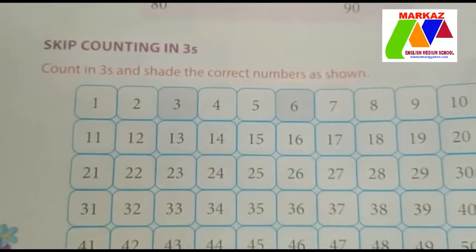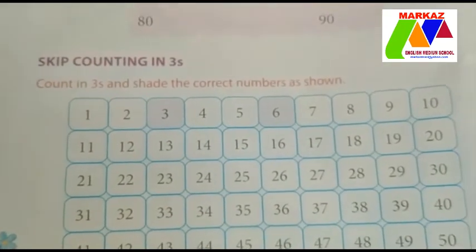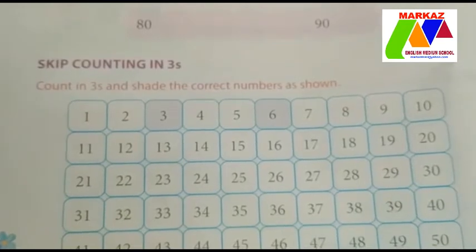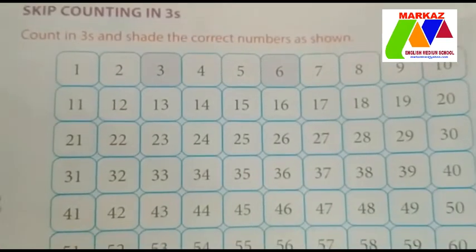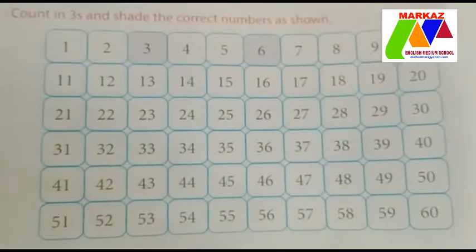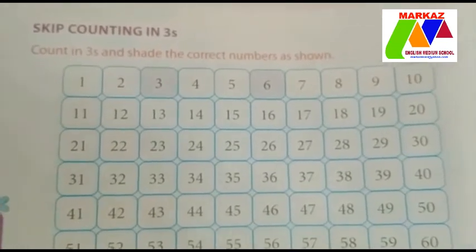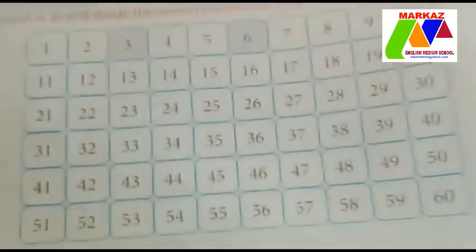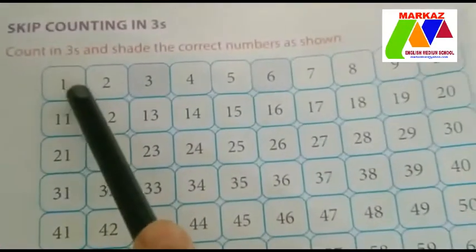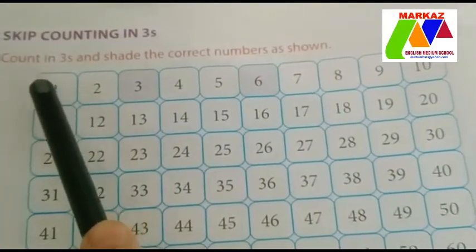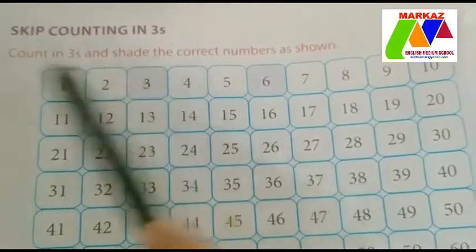Next, skip counting in threes. Count in threes and shade the correct number as shown. Here we can see some numbers 1 to 60. So children, we skip count in 3. How to count these numbers? We skip 2 numbers. We skip how many numbers? 2 numbers. Start from 1. We skip 1 and 2 and shade 3.